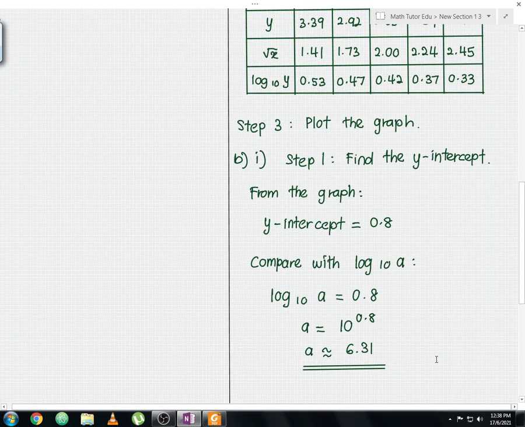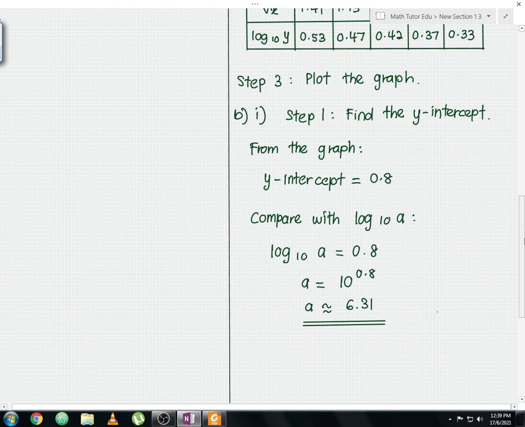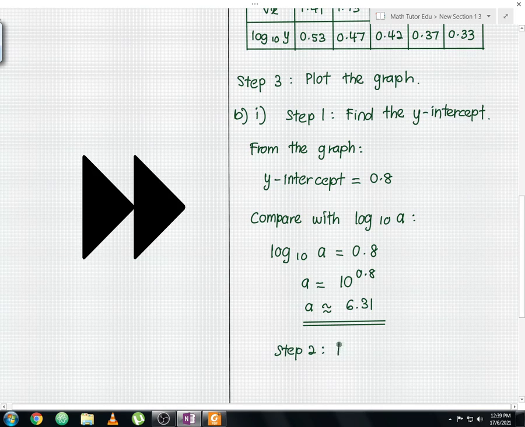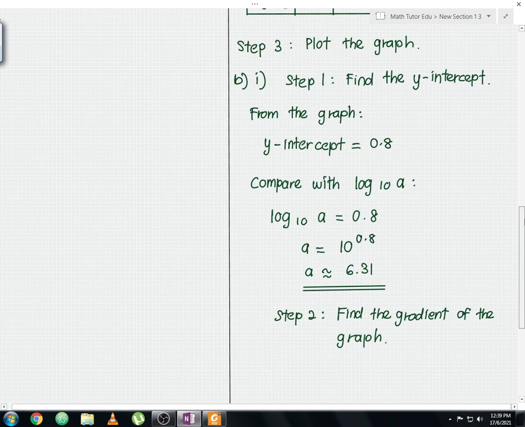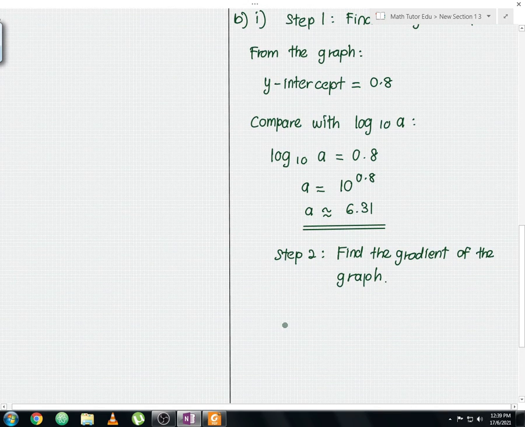Okay, so once you have found the y-intercept, let us proceed to the second step, where we are required to find the gradient of the graph. Let me write down the working. Find the gradient of the graph. So from here, the formula to find the gradient of the straight line is given by m equals y2 minus y1, and then you divide by x2 minus x1. So this is the formula that we are going to use to find the gradient of the straight line. Let me underline this. Let us open the graph paper now.